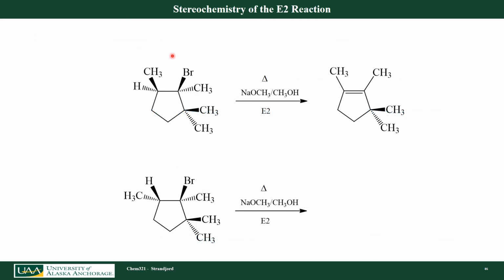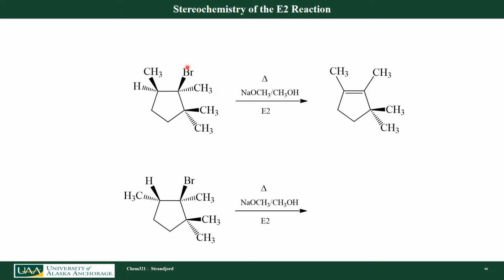Let's look at another example that illustrates the anti-periplanar relationship that must be in place in order to have an E2 reaction. So here I have a molecule that's an alkyl halide. I have high temperature, which promotes elimination. I have a very strong base, sodium methoxide, so I'm thinking E2.